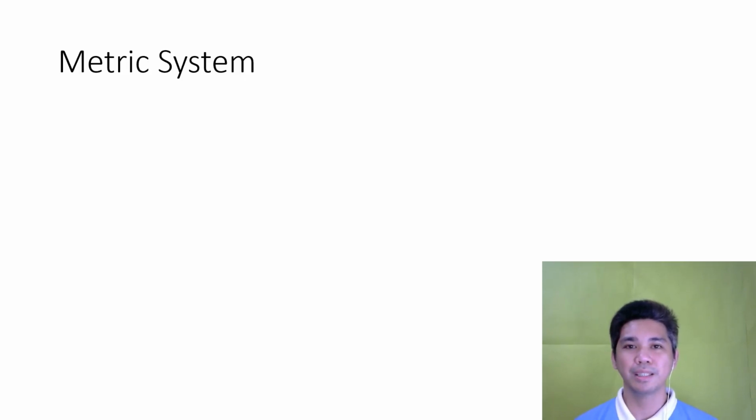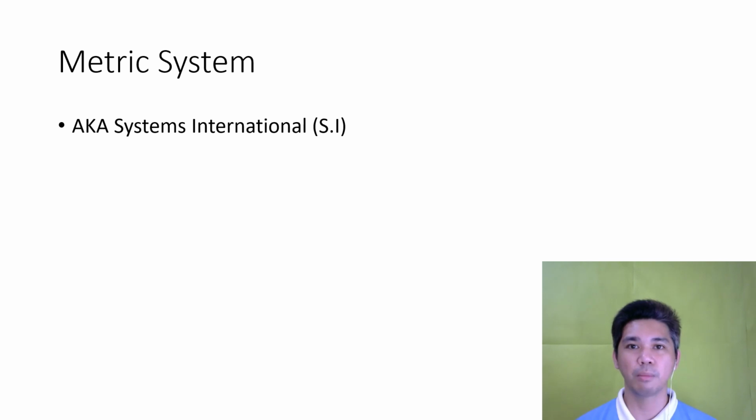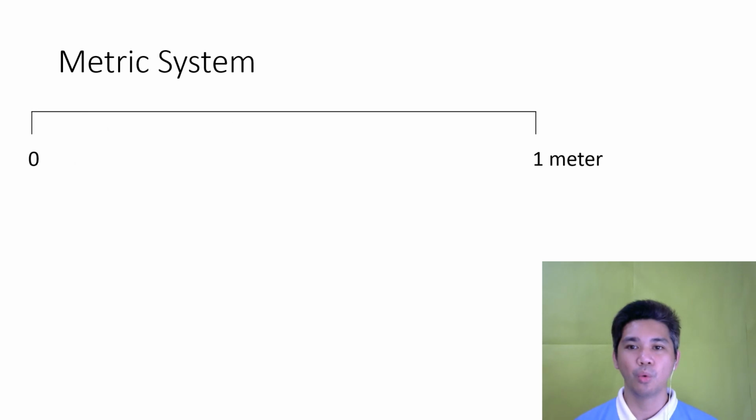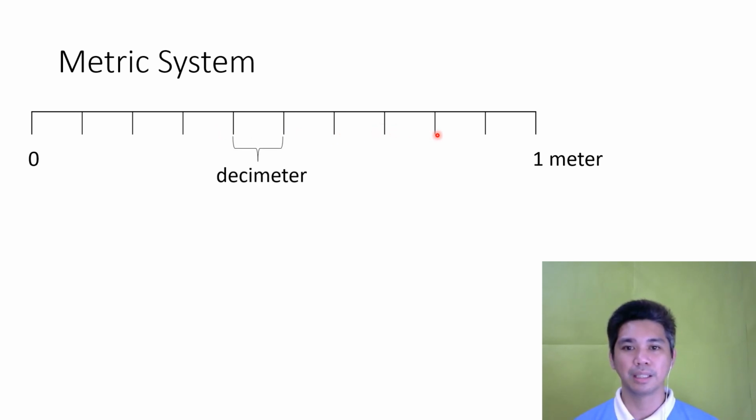So first is the metric system. It is also known as Systems International, which is originally from France. And the basic unit of the metric system is a meter. So let's say, for example, we have 1 meter here. So 1 meter is actually divided into 10 parts. And these 10 smaller subparts is what we call a decimeter.